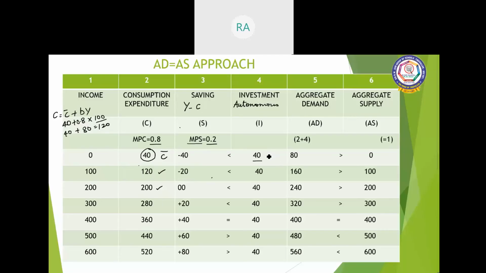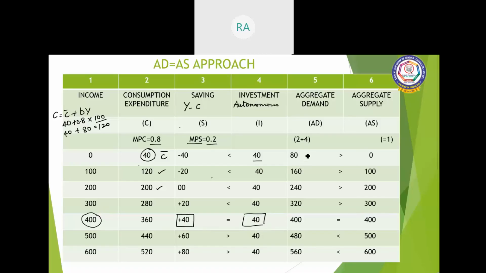The next column, the fourth column, is the autonomous investment, 40 crores. When you compare savings and investment, you can find that only when the income is 400 crores, there is an equilibrium in savings and investment. 40 is equal to 40. It means S is equal to I. Saving is equal to investment. So only at this point of income the economy is in equilibrium.